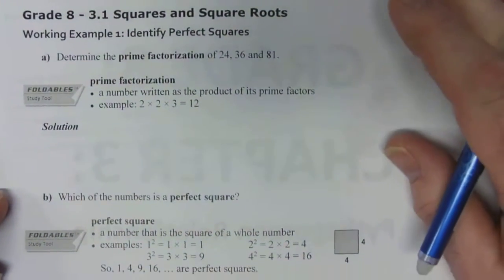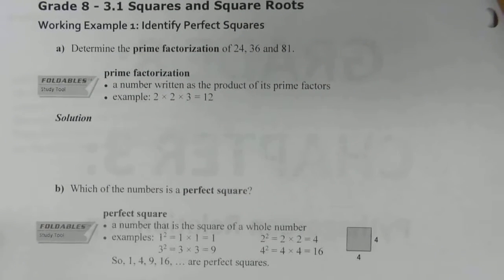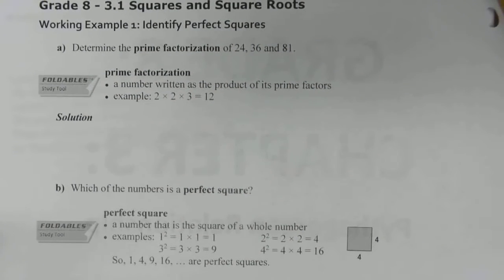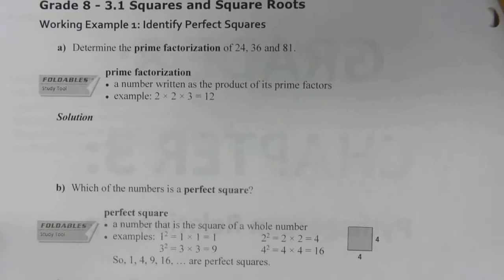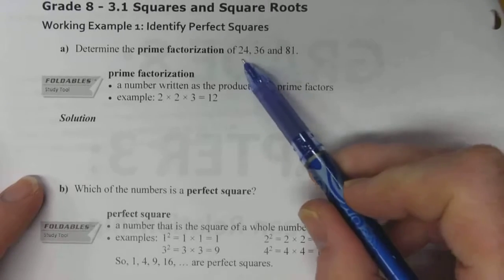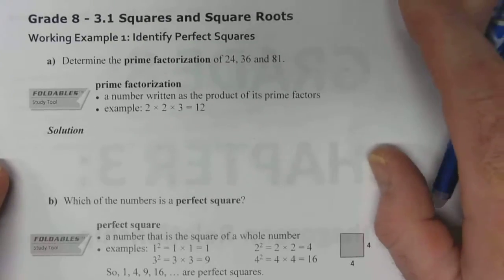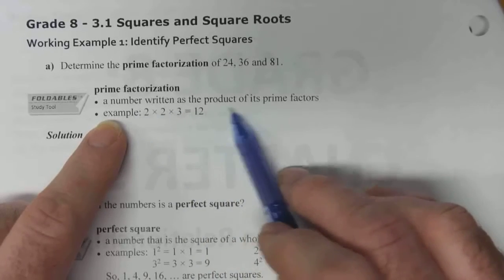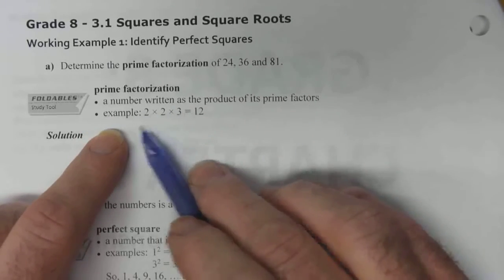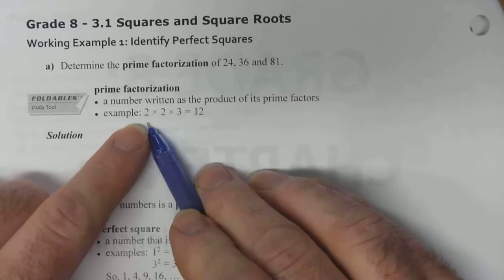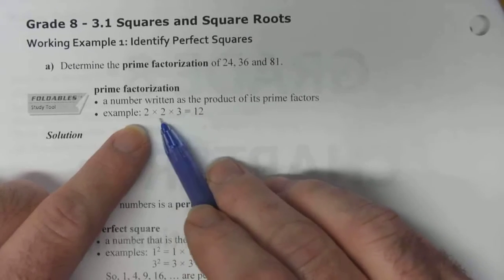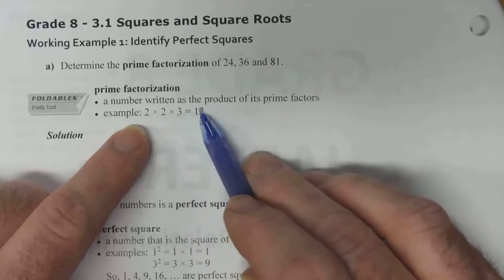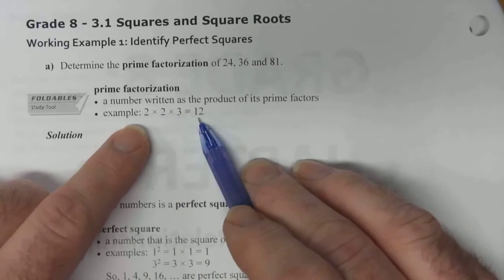So, for today, 3.1, squares and square roots, identifying perfect squares. We're starting with something called prime factorization, and we need to determine the prime factorization for 24, 36, and 81. The prime factorization, as a definition, is a number written as the product of its prime factors. For example, the number 12 can be written as 2 times 2 times 3. These are all prime numbers, and so this is the prime factorization for 12.